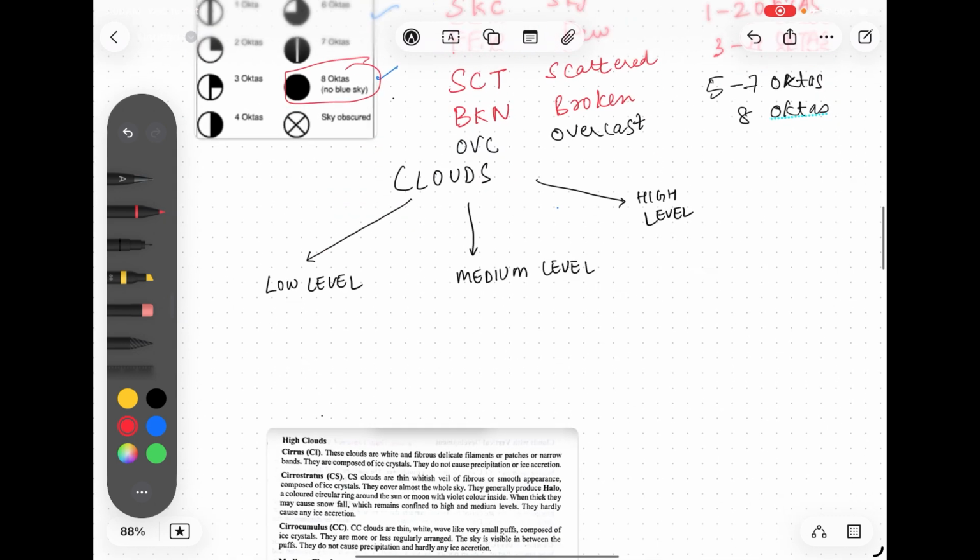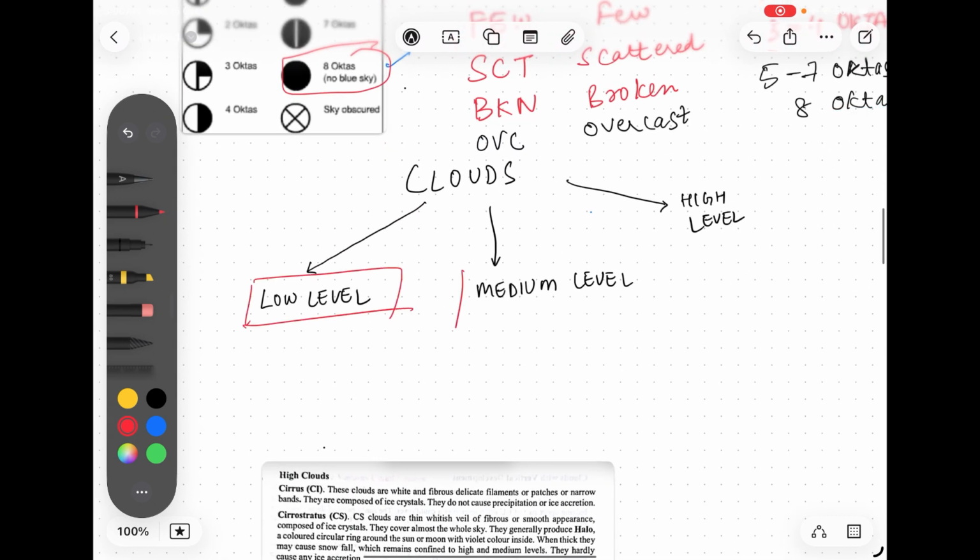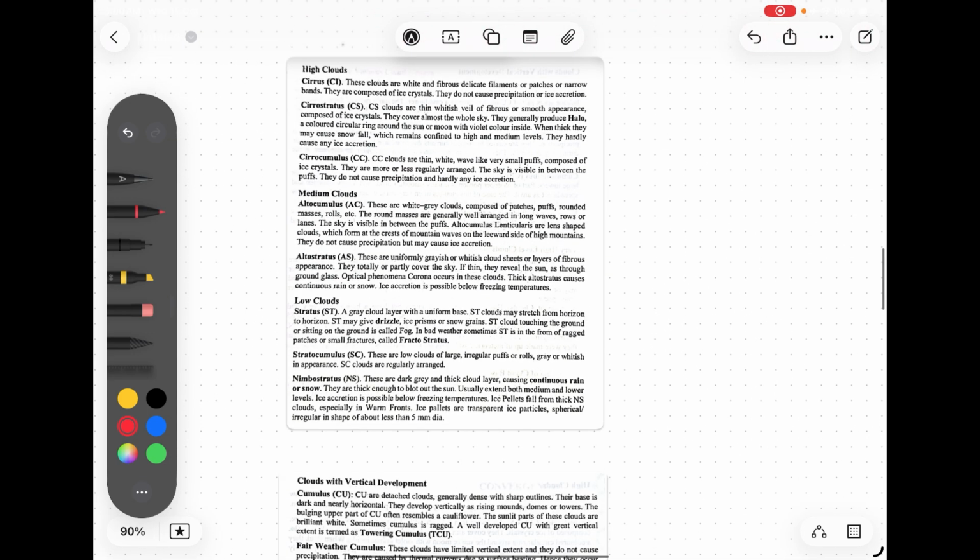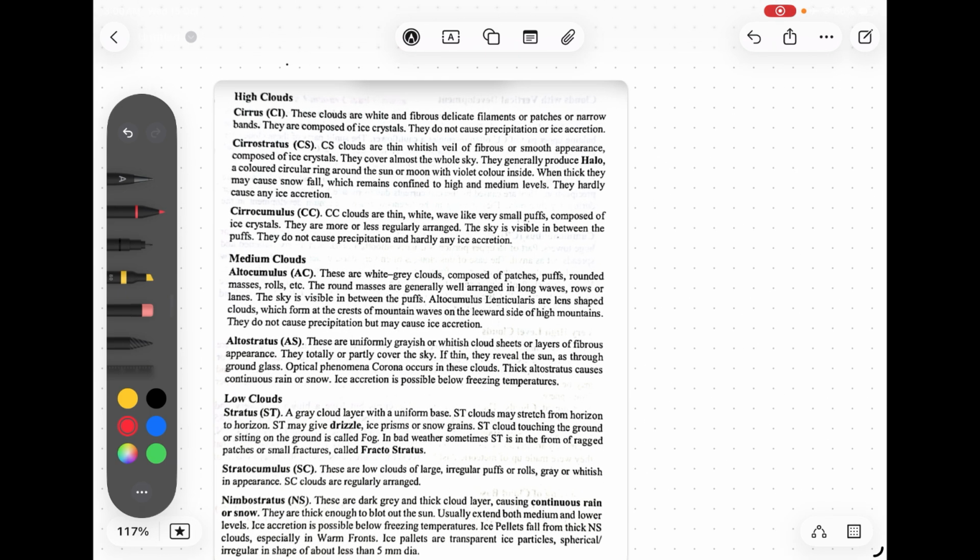Now clouds are of 3 types: low level clouds, medium level clouds, and high level clouds. These are the pages of IC Joshi that I've taken screenshots from. The best way, as I told you, is to refer to the question bank and then come to the theory. In the questions, short forms will be used, so you need to know what they mean. Cirrus, cirrostratus, and cirrocumulus are all high level clouds.